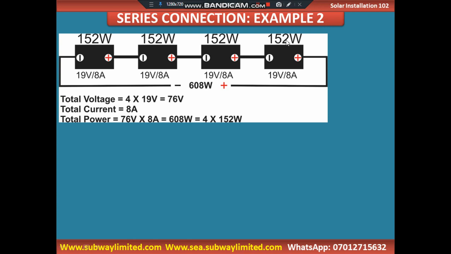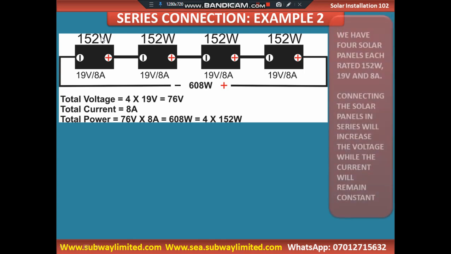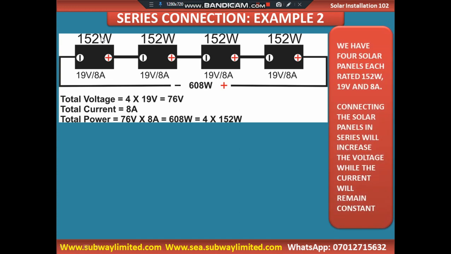608 watts is equivalent to saying 4 times 152, 4 solar panels times the wattage of each solar panel. We already talked about this in our last video. So that is the result that you will get. We are not considering how to configure this with other components. We are just trying to consider how we arrive at the total output, or what will be the resultant voltage and what will be the resultant current when you connect solar panels of the same ratings in series.